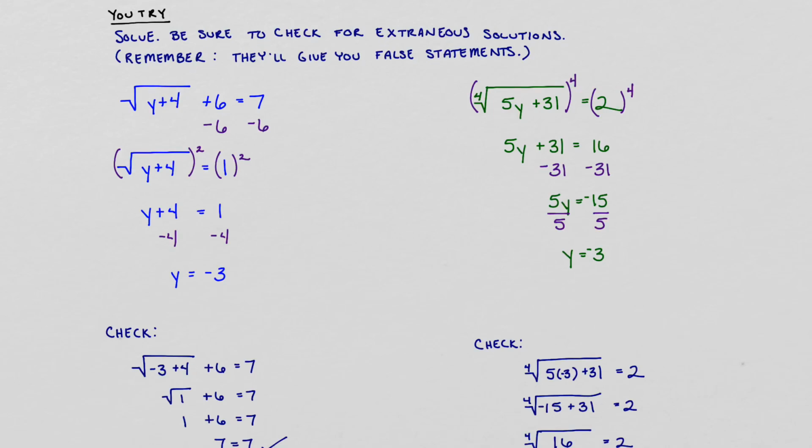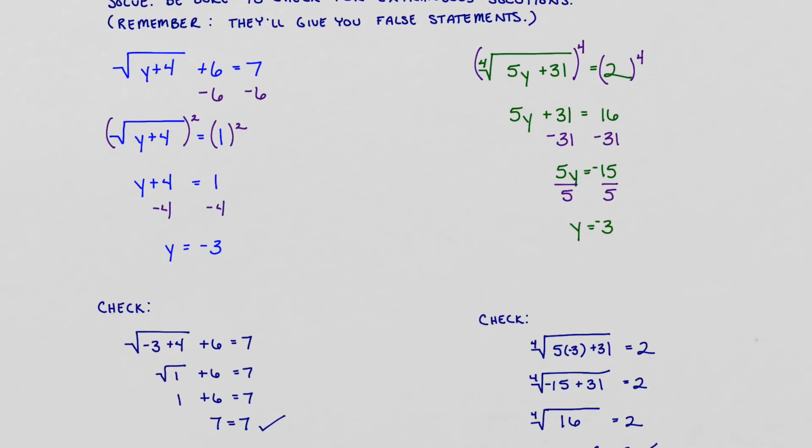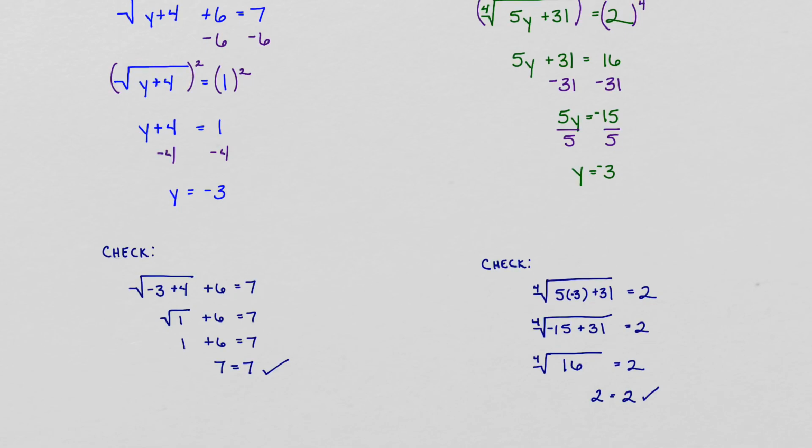So for our first problem, the square root of y plus 4, plus 6 equals 7. We'll clear 6 from both sides, and then once we have the radical isolated, we're going to go ahead and square both sides. This will result in y plus 4 is equal to 1. We'll remove 4 from both sides to get y isolated, and we get that y is equal to negative 3. Looking at this check, we can see that we do have a true statement, so y equaling negative 3 is a solution.